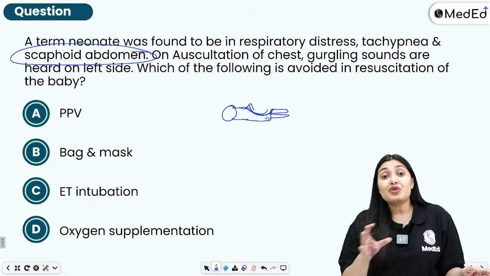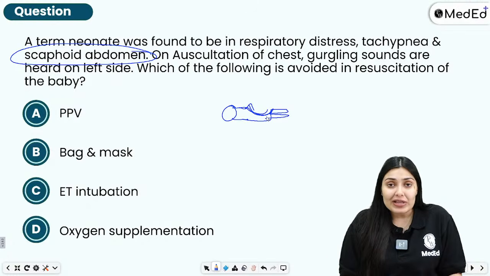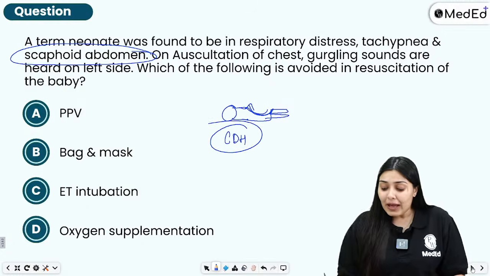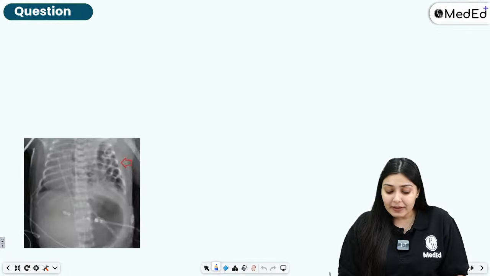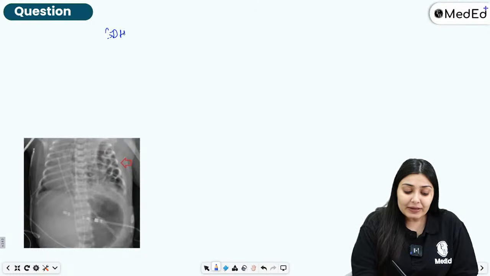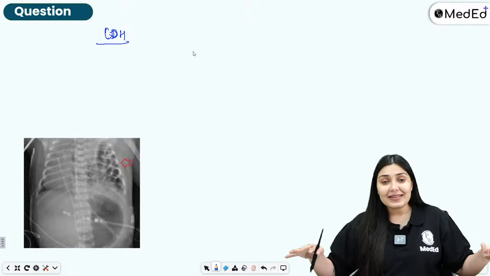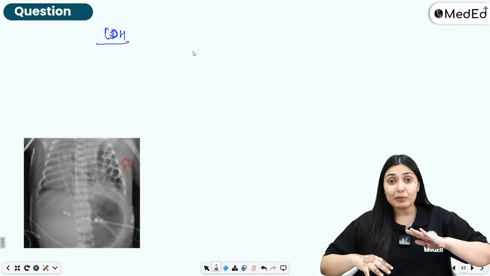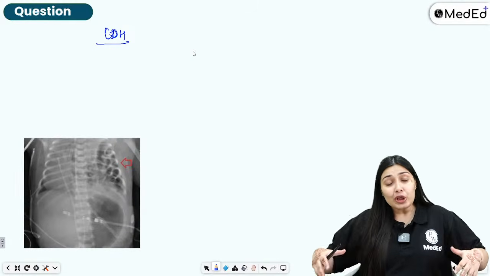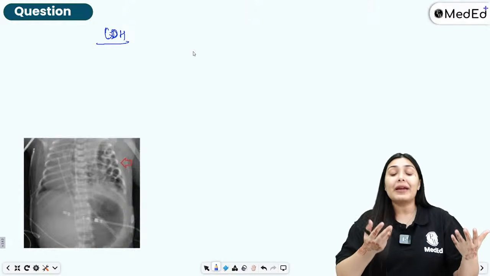On auscultation, you have gurgling sounds in the chest. What is this? This is nothing but congenital diaphragmatic hernia. What happens in congenital diaphragmatic hernia? The name itself says diaphragm, the muscle that separates my thorax from my abdomen. So if there is a defect in that diaphragm, what will happen? The contents of the abdomen will migrate to the thorax.